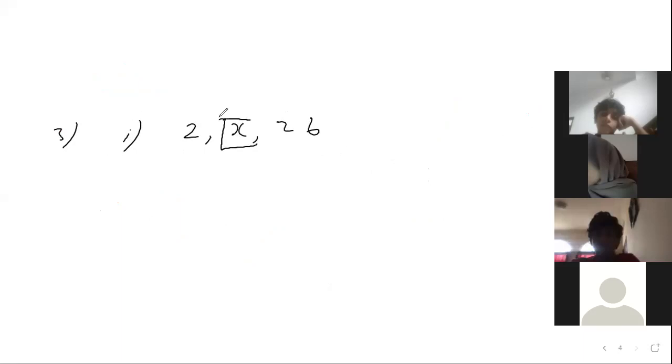First is 2. Next is X. Next is 26. In the following, I find the missing term in the boxes. That means I put X or here the term, they are put in the boxes. One box, two box, like that. Okay. Middleman you have to find out.